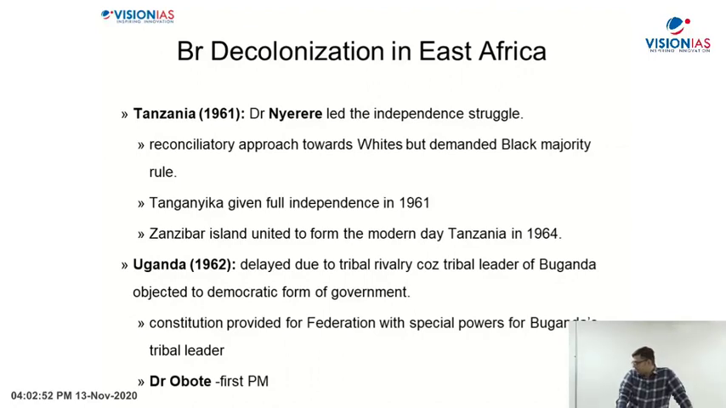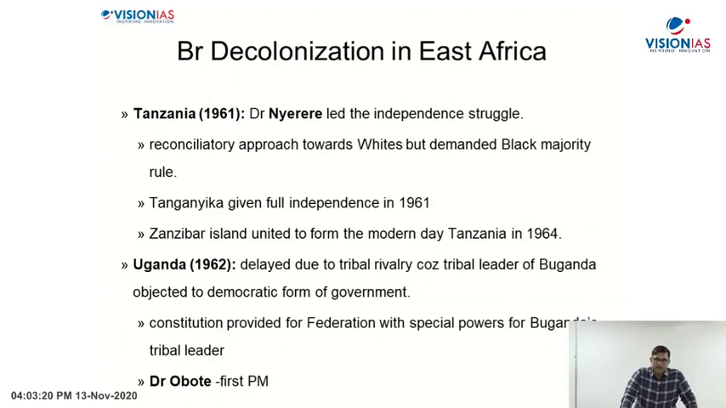Uganda. Here independence was delayed due to tribal rivalry, because the tribal leader of Buganda objected to democratic form of government. So यहाँ पे भी आप क्या करोगे? Like you have 6th Schedule in India. So similarly, constitution provided for federation with special powers for Buganda. कोई कॉम्प्लेक्सिटी नहीं है. Dr. Obote, doctor, western educated.